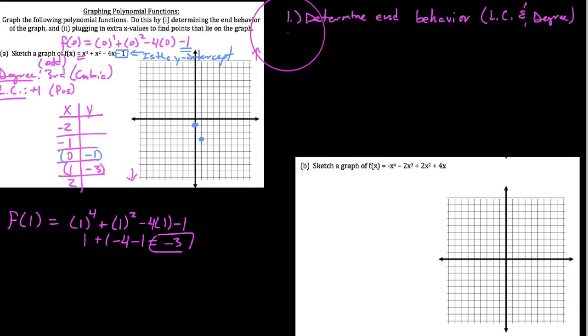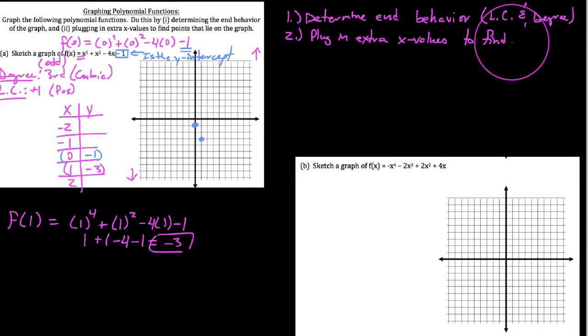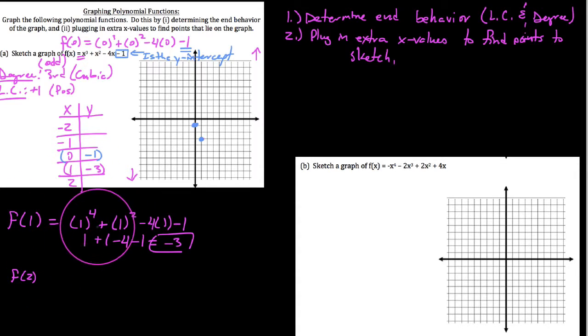Okay. So what we're doing here is essentially plugging in extra x values to find points to sketch. I'm going to write sketch, not draw, but sketch. So we're finding these extra points. The thing is, when you get to 2, we say, let's go find f of 2. It starts to become a thing where when you plug in a 2 in all these spots, it's not a huge deal, but it becomes quicker to do synthetic substitution.